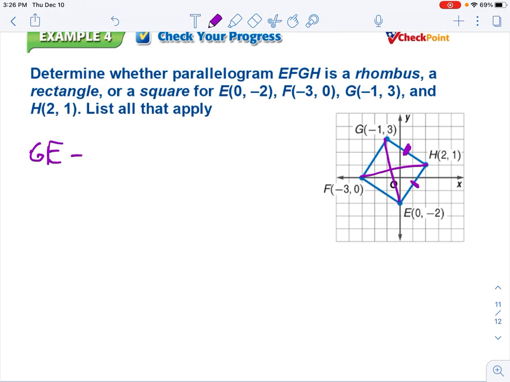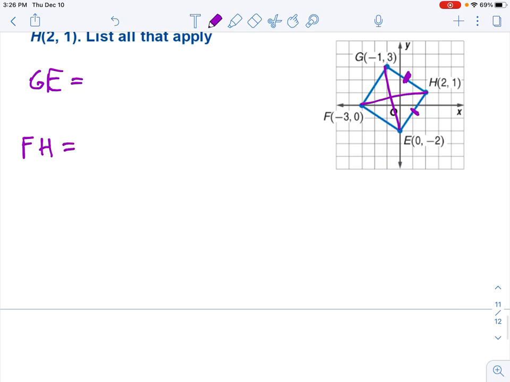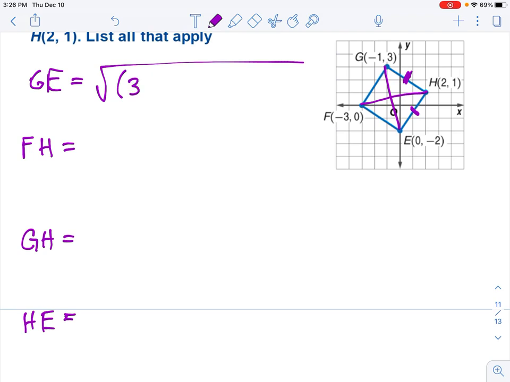I'm going to find the distance of GE. I'm going to find the distance of FH. Those will tell me if it's a rectangle. Then, if the consecutive sides are congruent, this will tell me if it is a rhombus. If they are, then we'll have a rhombus. So I'm going to try all these. GE to start. Follow along. Once again, pause me if you need to.